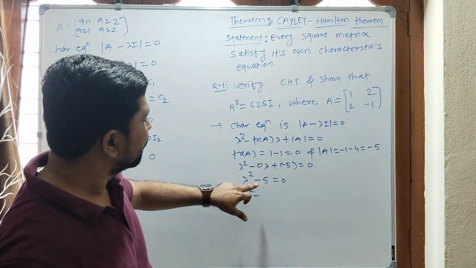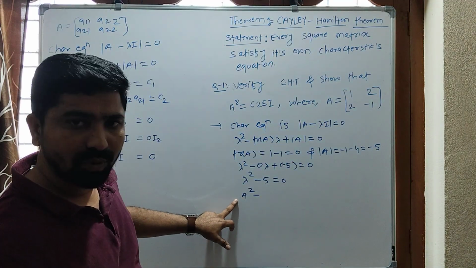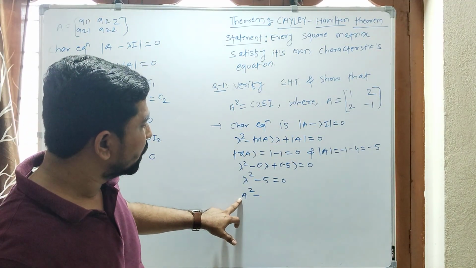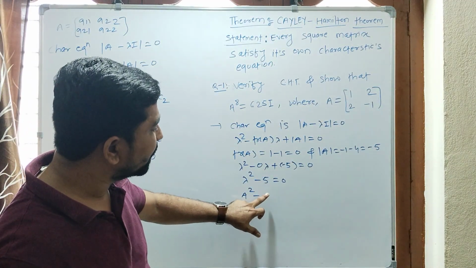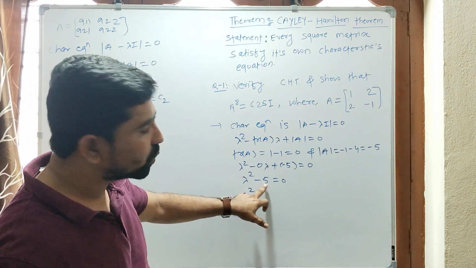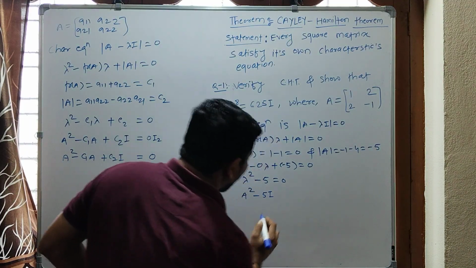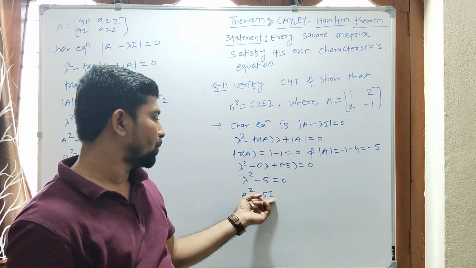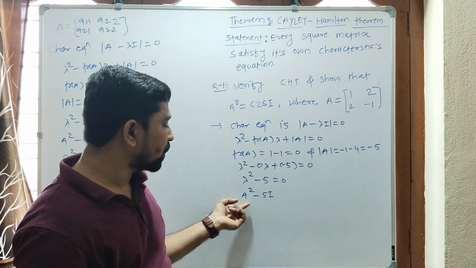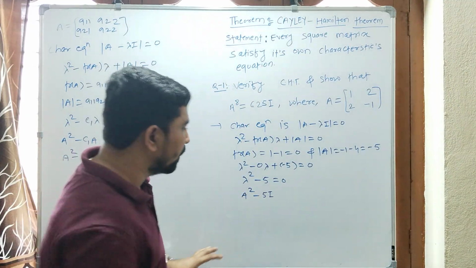A is a matrix of order 2 cross 2, so A square must be a matrix of order 2 cross 2. So I want a matrix here again. Therefore I am multiplying 5 with the identity matrix, which is also a matrix of order 2 cross 2. Both are matrices of order 2 cross 2, so this matrix subtraction is feasible.